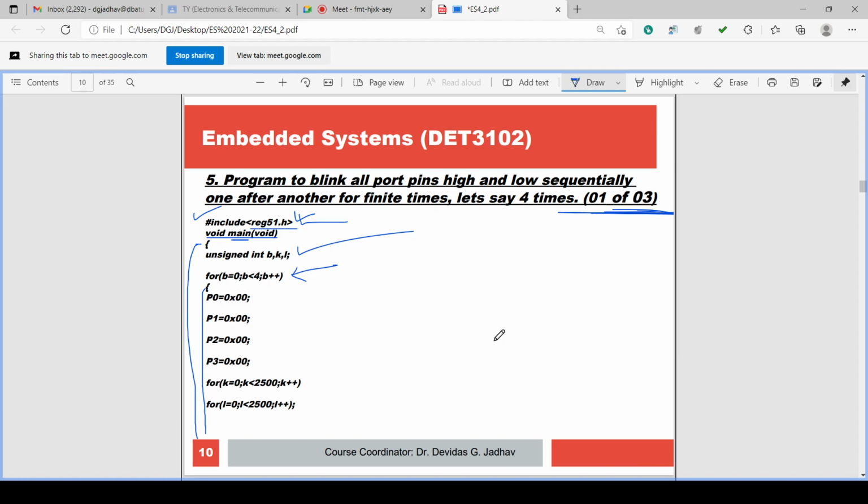So we have included reg51.h. We have started with the main function, void main void. Then curly bracket is started. Then curly bracket is closed. Then unsigned integer b comma k comma l variables are defined. B is a variable, k is a variable, l is a variable. So for loop, first for loop, for b equal to 0, b less than 4, increment b, b plus plus. Bracket complete.